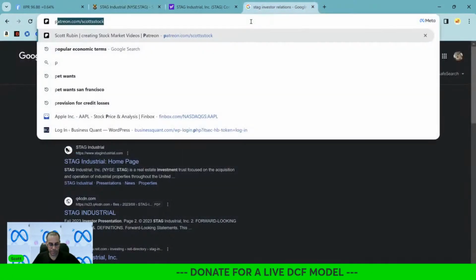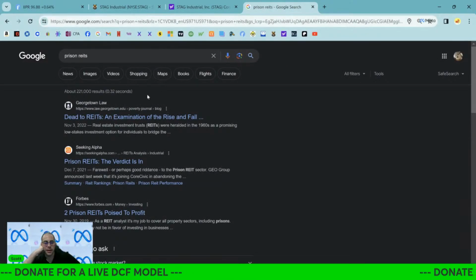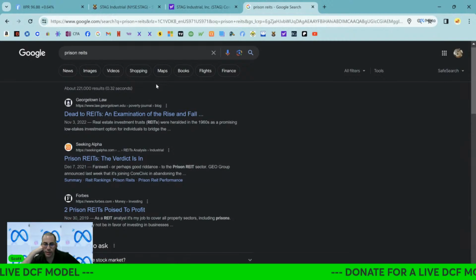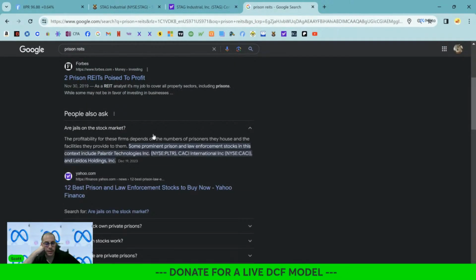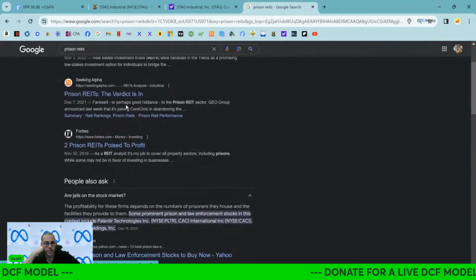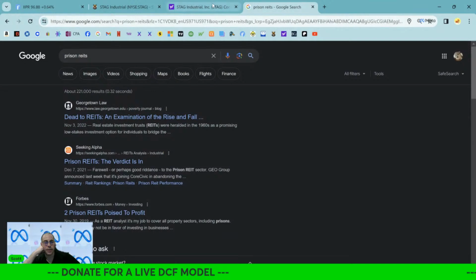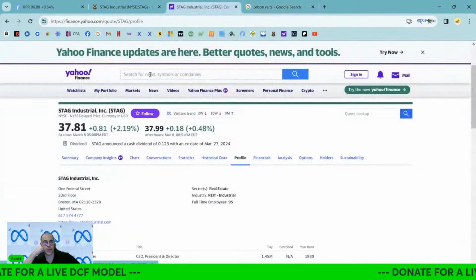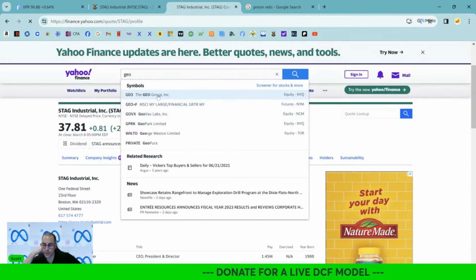What prison REITs? People hate prison REITs. Always people get upset, like you're supporting real estate prison REITs. Geo, that was it. Geo is a Geo. Is it still around, Geo, or is it?